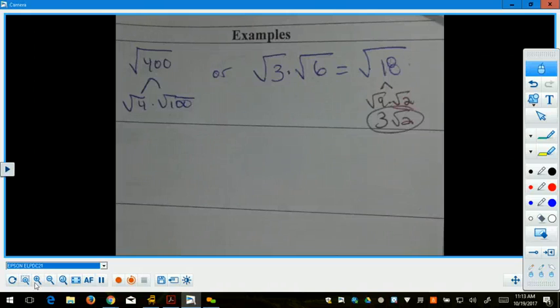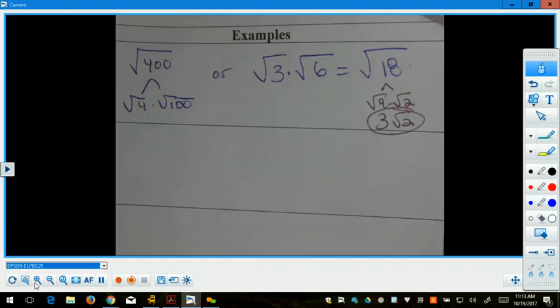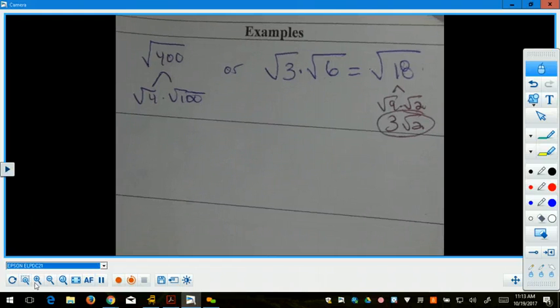Yes, sir? Yeah, I got everything. I got 9 and 2. But then how did you get 3 outside? Well, what is the square root of 9? That's why I'm picking a perfect square to divide out of it, because if I know the square root of 9, I can say what it is. That's how I got the 3.